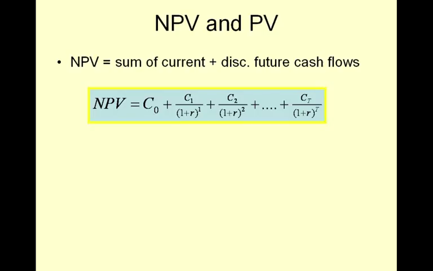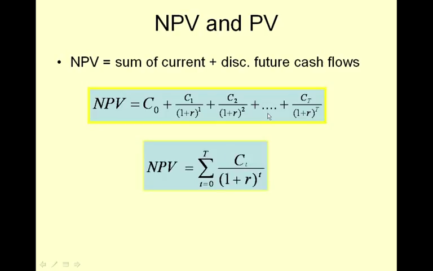equation. Right here at the beginning, we now have C sub 0, which represents the initial cash outlay associated with getting a new project underway. So if we add the initial cash outlay to the sum of the discounted future cash flows, we get the NPV equation.